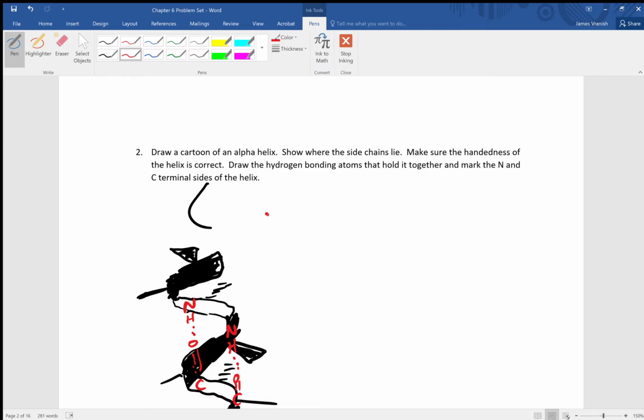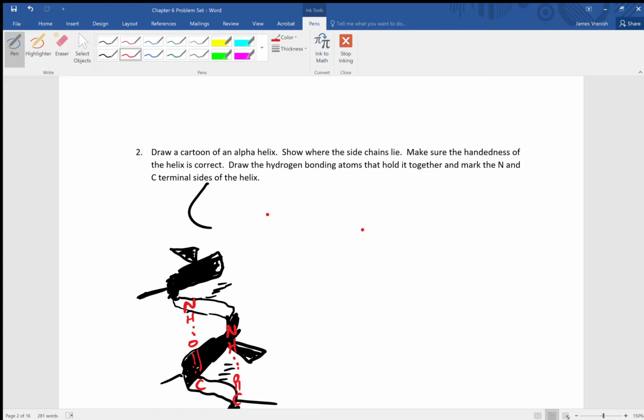All right, question number 2 asks you to draw a cartoon of an alpha helix and to show certain details, like where the side chains lie. It asks you to make sure the handedness of the helix is correct in your drawing, then to draw the hydrogen bonding atoms that hold it together, and along with this, mark the N and C terminal sides of your helix.